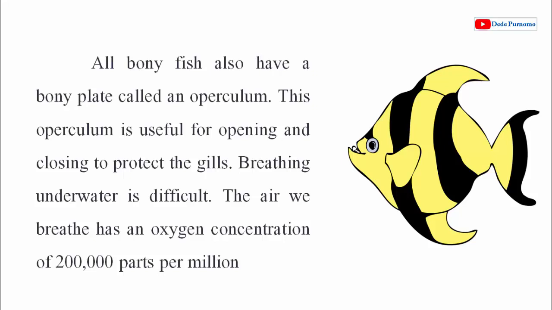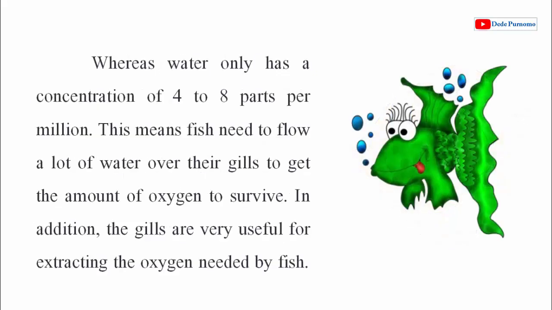Breathing underwater is difficult. The air we breathe has an oxygen concentration of 200,000 parts per million. Whereas water only has a concentration of 4 to 8 parts per million. This means fish need to flow a lot of water over their gills to get the amount of oxygen to survive. In addition, the gills are very useful for extracting the oxygen needed by fish.